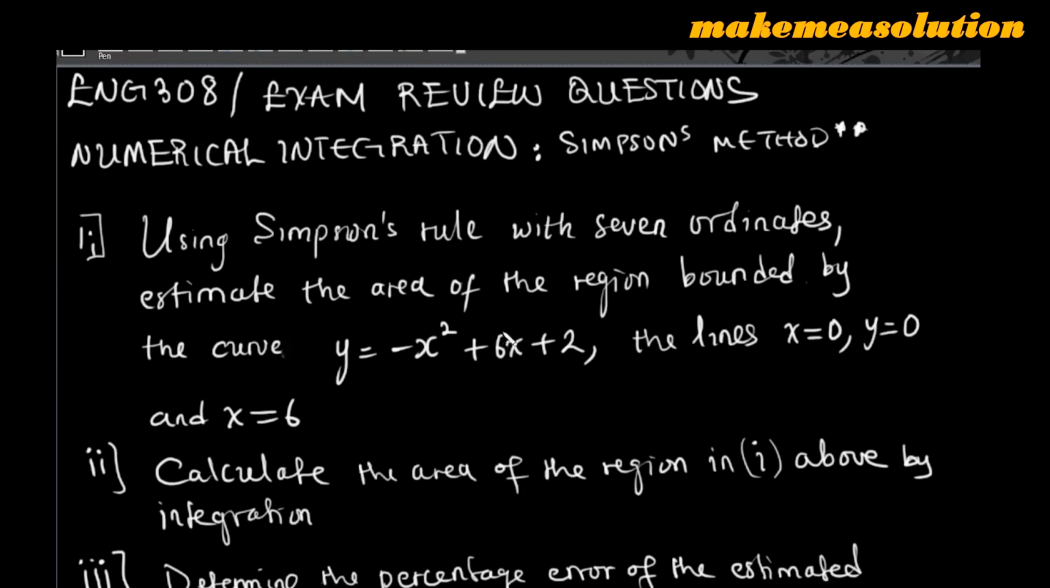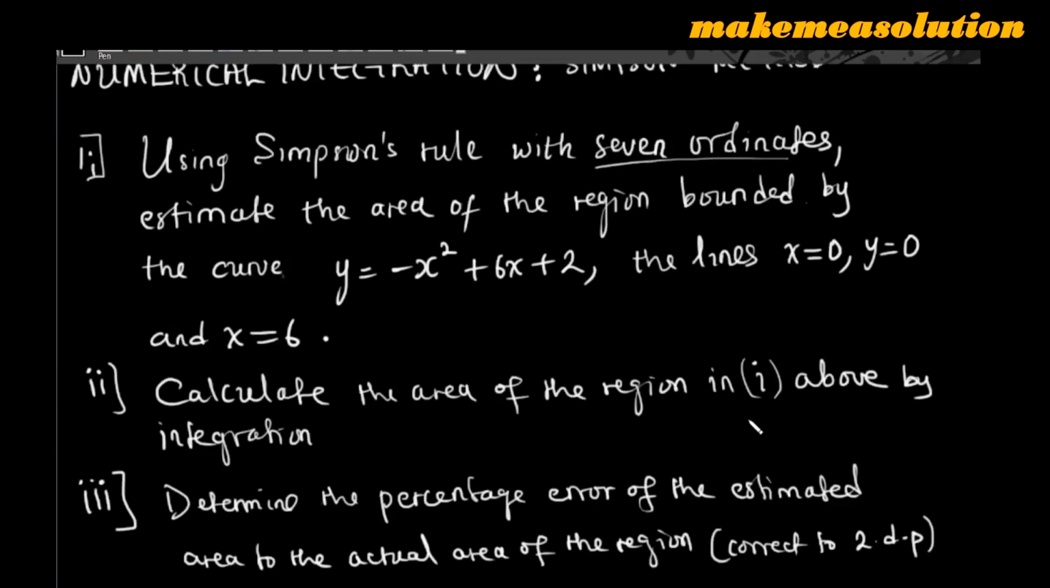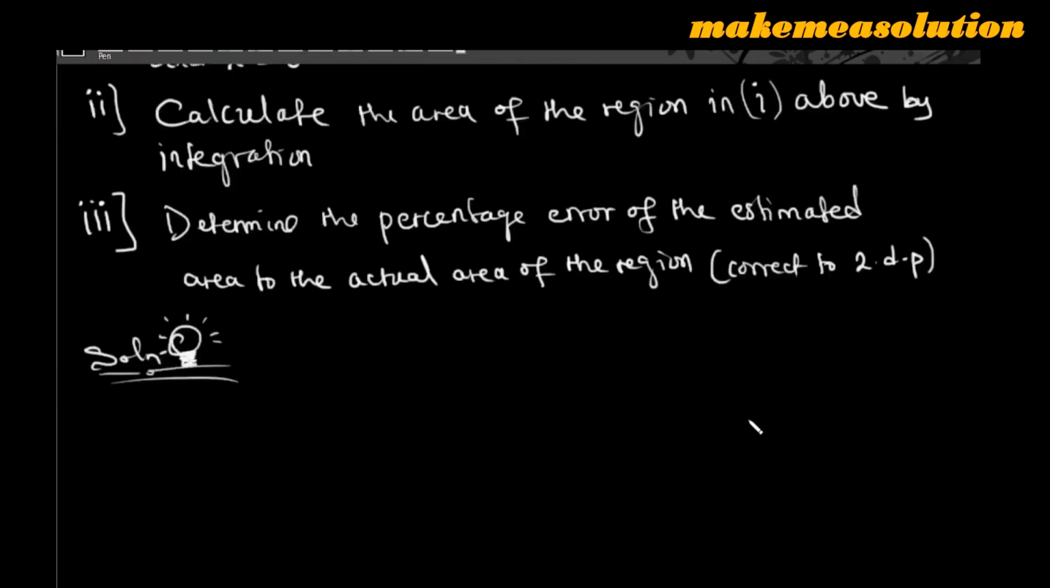Okay, so this is the question. This is an exam question. They said use Simpson's rule with 7 ordinates to estimate the area of the region bounded by the curve y equal to negative x squared plus 6x plus 2, the lines x equal to 0, y equal to 0, and x equal to 6. Secondly, we have to calculate the area of the region above by integration, and finally we have to determine the percentage error of the estimated area to the actual area of the region. So we are going to dive into the solution of this problem.